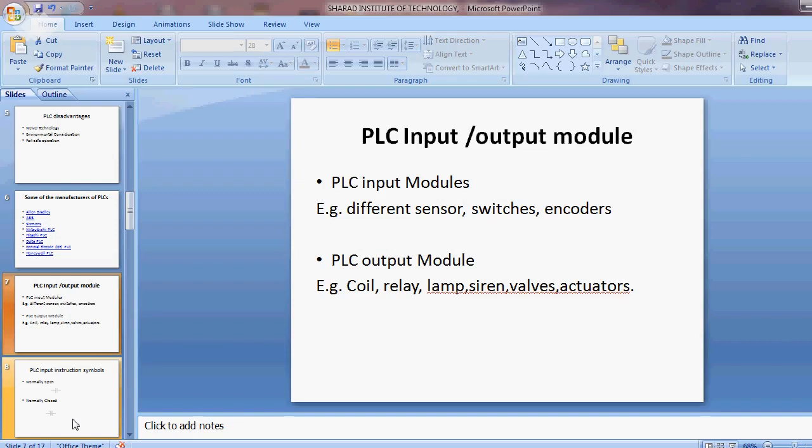Then next is the PLC output module. Whenever the input modules and program execute some functions, it gives the output externally from the system, and this is called the output module. It is in the form of coil, relay, lamp, siren, valves, actuators. So these are the output modules.